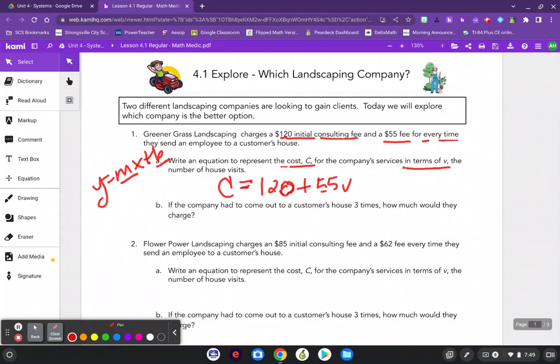If the company had to come out to a customer's house 3 times, how much would they charge? So this 3 represents my visits, and I want to find the cost. So I can replace the V in my equation with 3 and do this calculation. And if I type this in, I get $285 would be that cost.